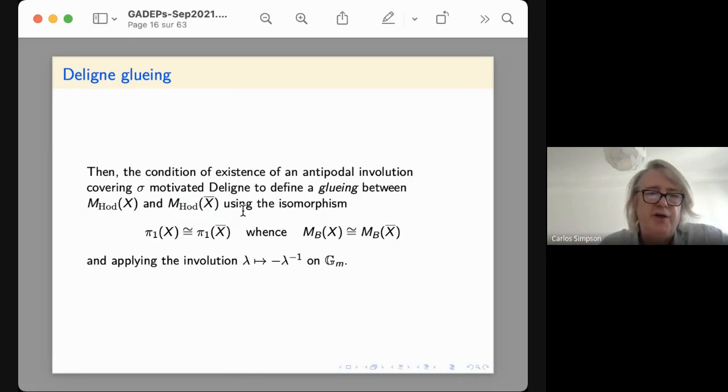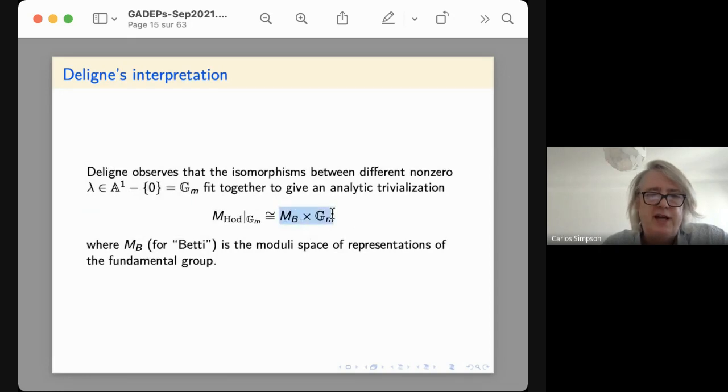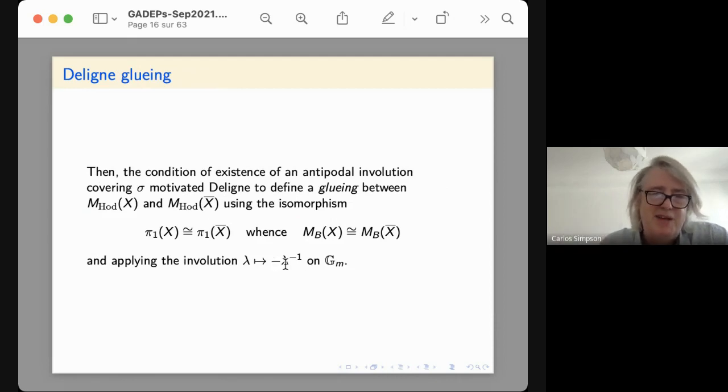But in particular, the topological spaces X and X bar are the same. So they have the same fundamental group, a naturally identified fundamental group. And this moduli space of representations is therefore isomorphic. So if we go back to the previous slide, you can see that that gives us an identification between the Hodge thing for X and the Hodge thing for X bar, okay? We need to know what to do with the second coordinate. So on the second coordinate, we apply, well, there's maybe a choice here of plus or minus, but basically we apply lambda goes to minus lambda inverse, or plus or minus, one of those two.